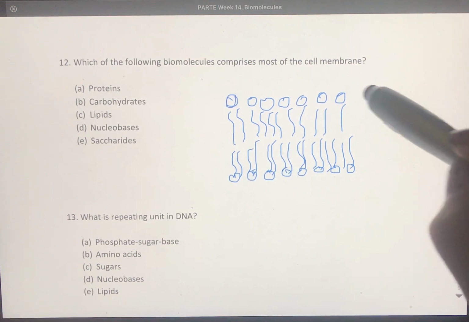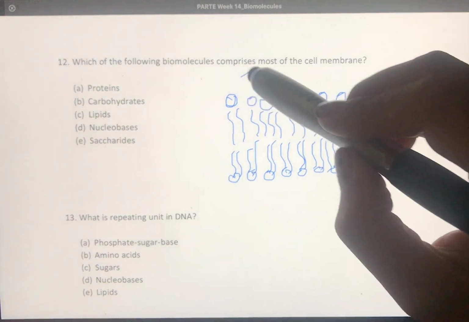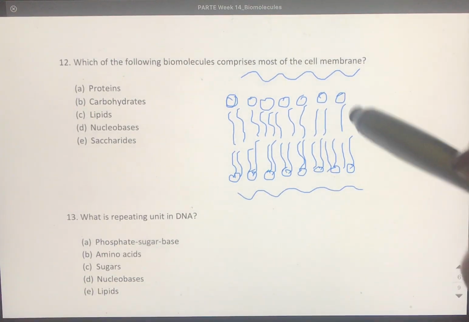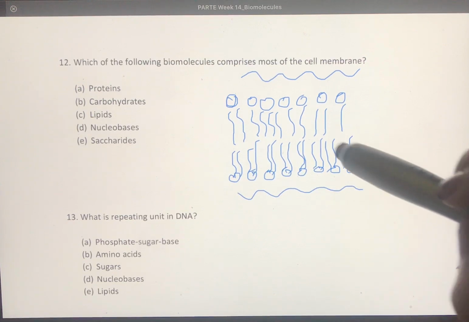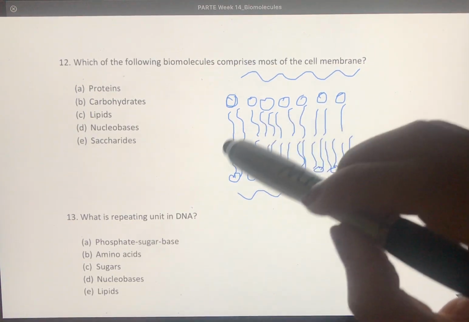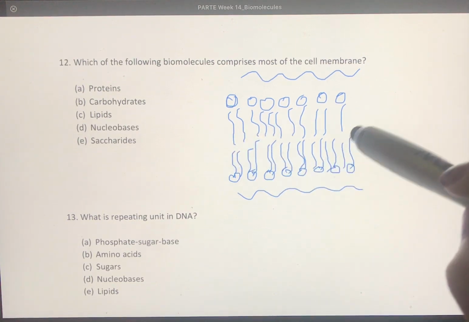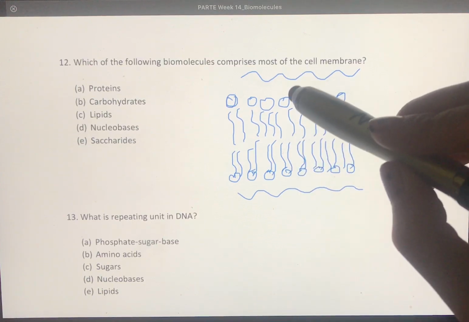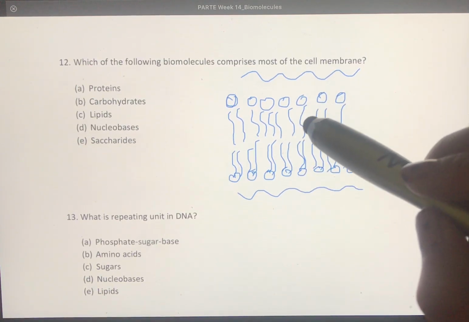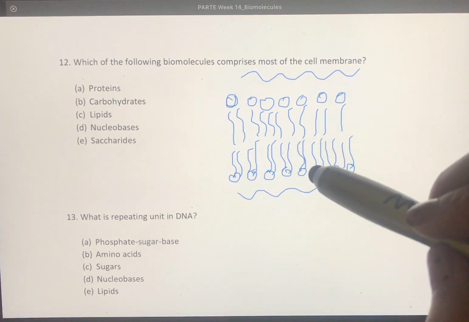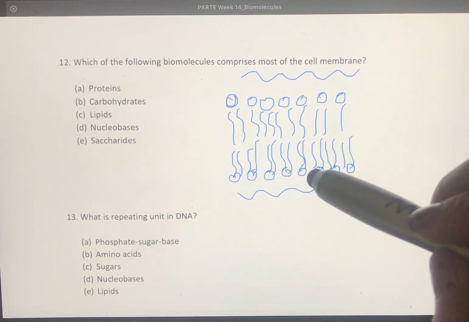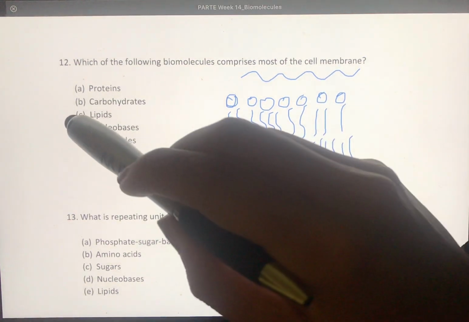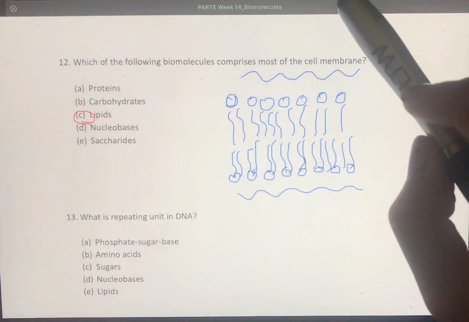So we have polar head groups, which interact with the water, which are on these two sides of the membrane, so outside the cell and inside the cell. And then we have these non-polar tails toward the center. And this makes it so that water or polar molecules have a pretty tough time crossing the membrane. So that helps to keep the things out of the cell that we don't want and keep the things in that need to stay in. So that's why the answer to this one is going to be C, lipids.